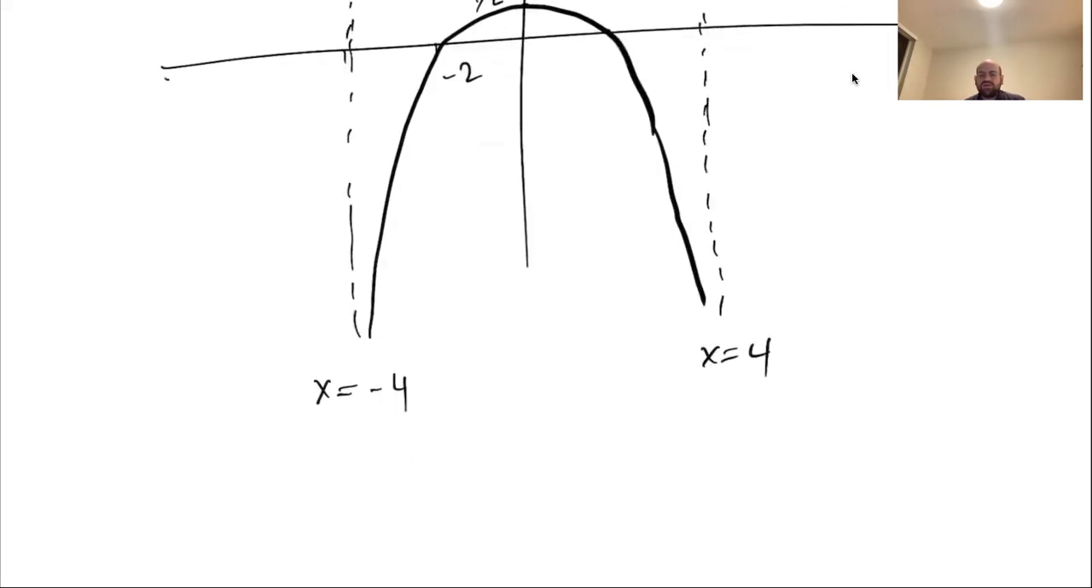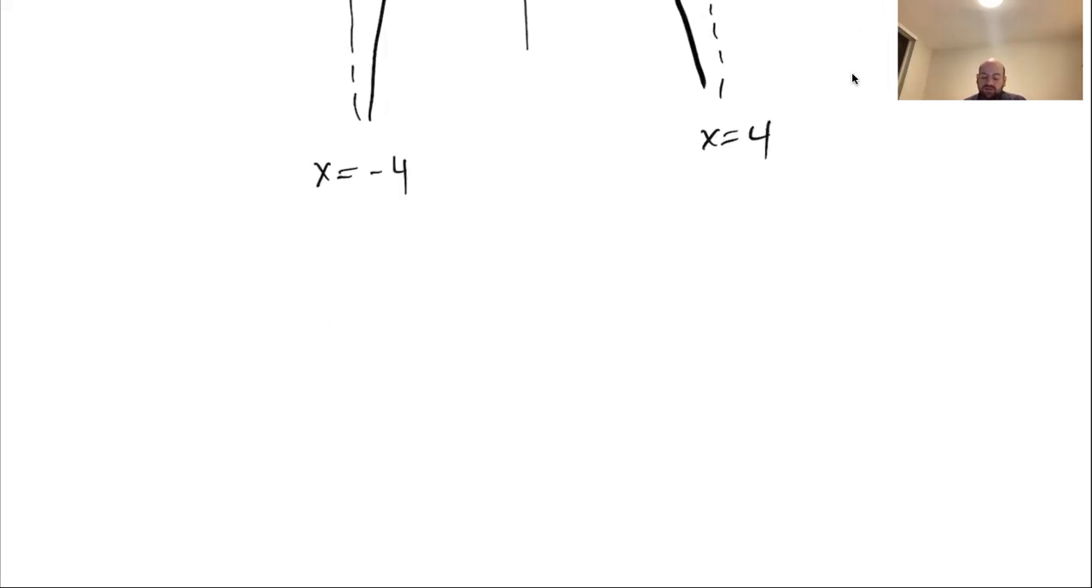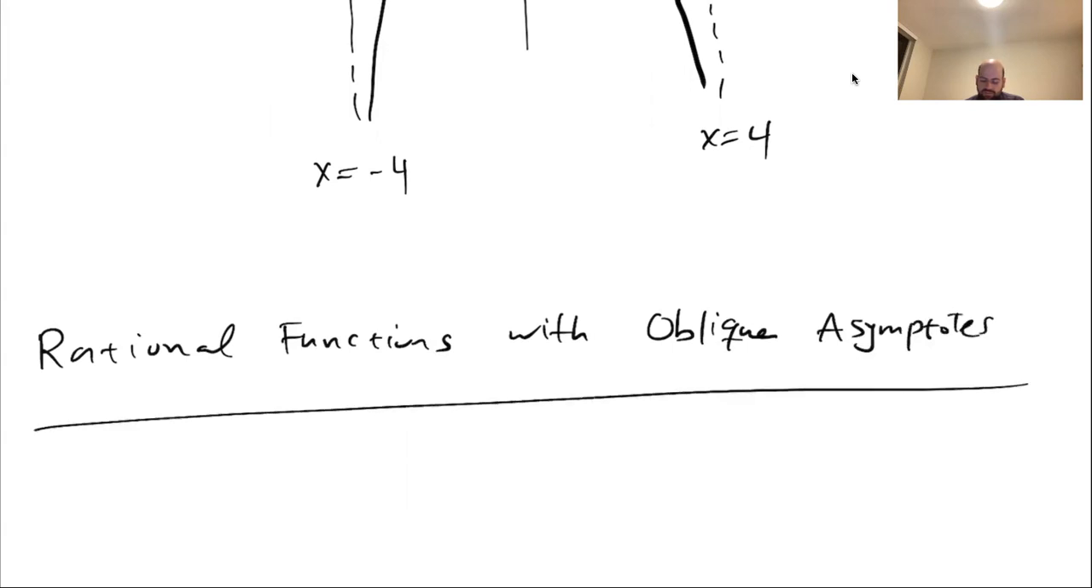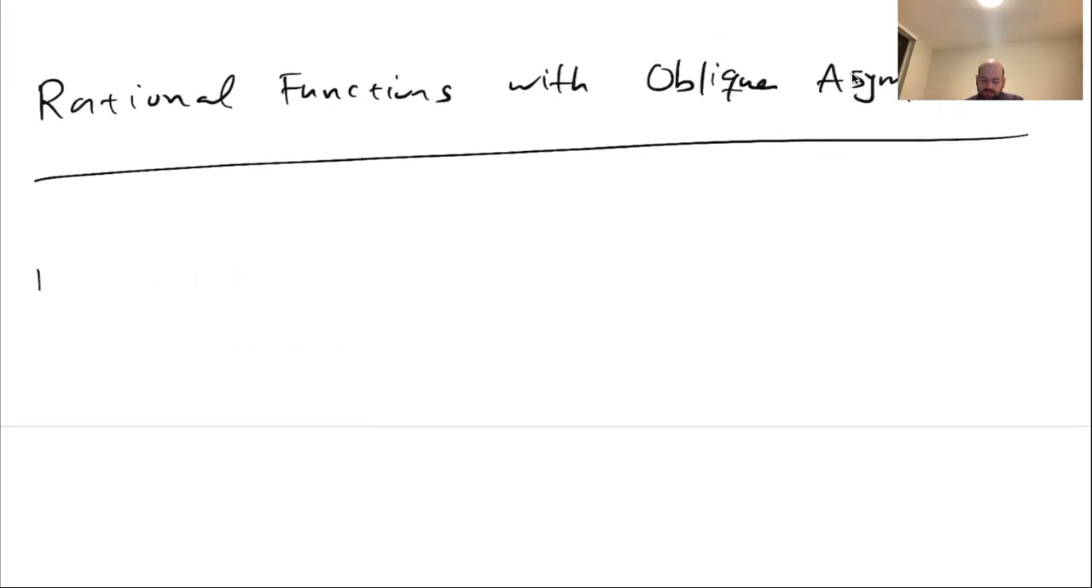Okay, the next type of rational functions that we want to consider are rational functions with oblique asymptotes. So let's start with the definition. Let's see which function is said to have an oblique asymptote.